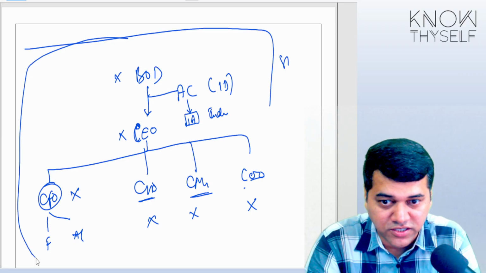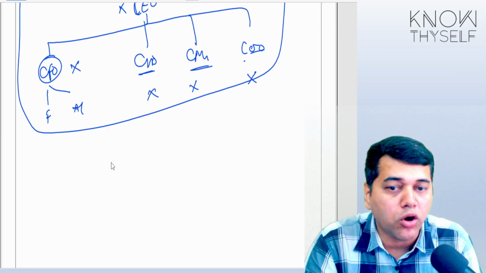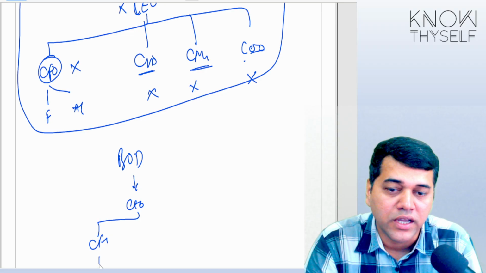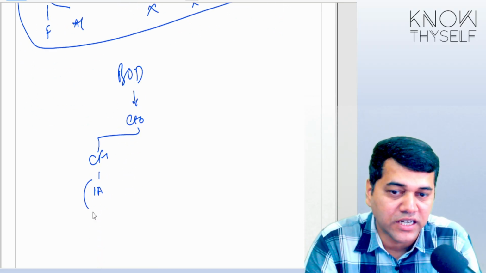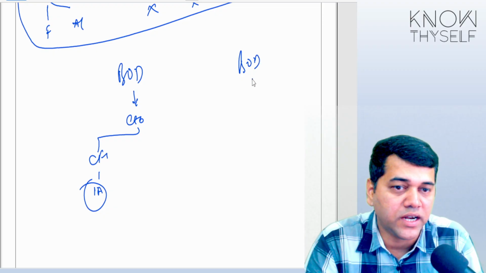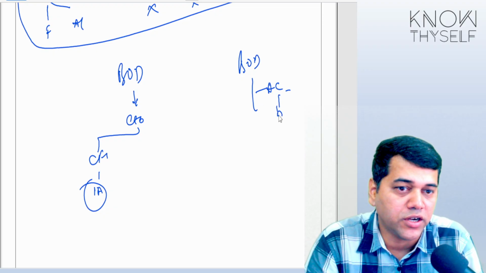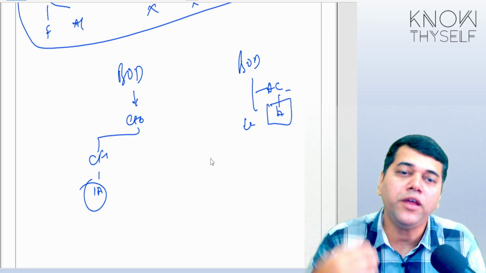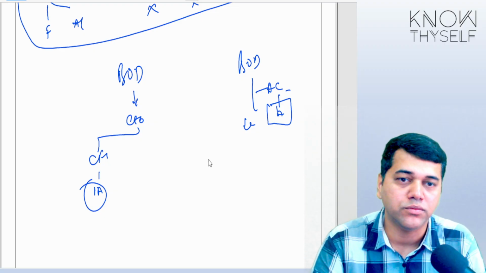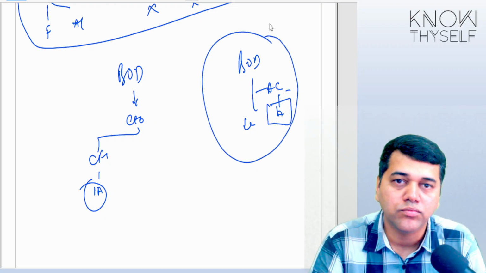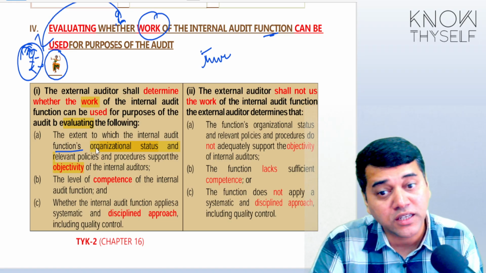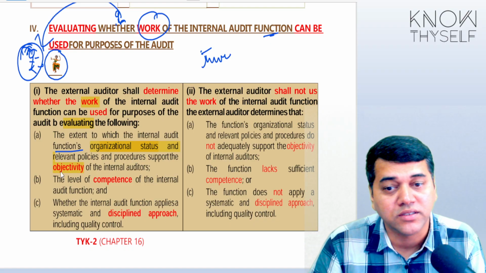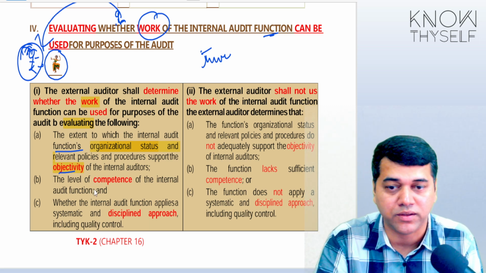See, this is your organization structure. So I will give you 2 organization structures. In one you have the board of directors, CEO, CFO, and the internal audit function sitting here. In the other, board of directors, audit committee, internal audit, CEO, with internal audit sitting here. You tell me, among both situations, where do you feel the internal auditor is more objective? Situation number 2. That's what you need to evaluate, whether the function's organization status and their policies and procedures support the objectivity. First thing you have to verify.